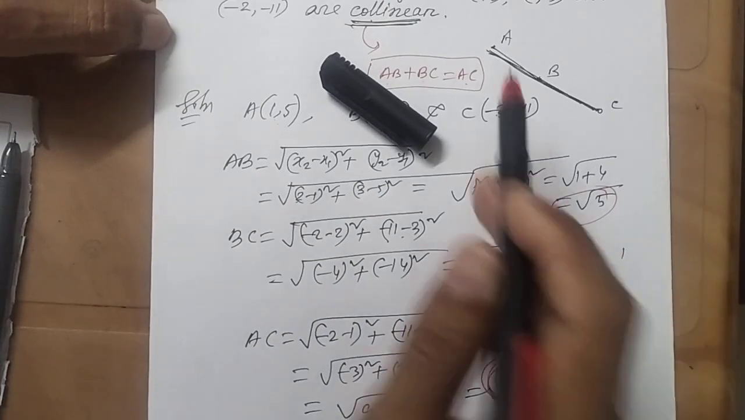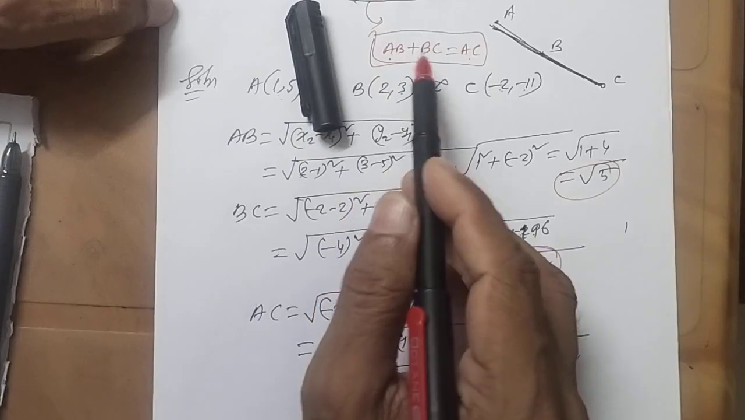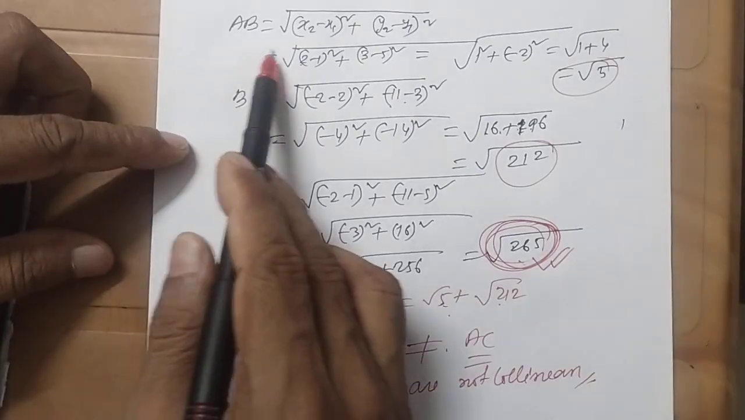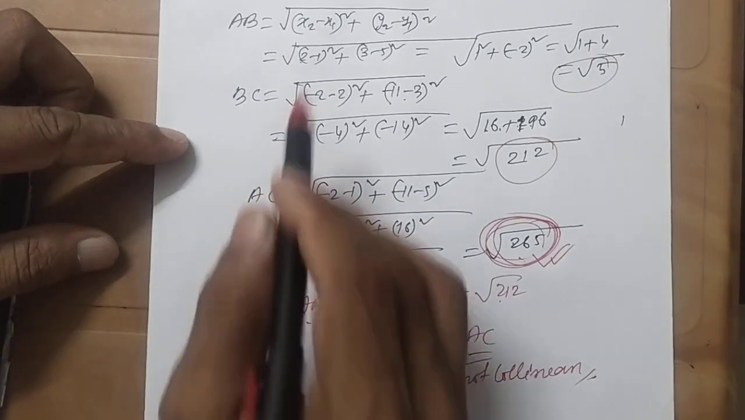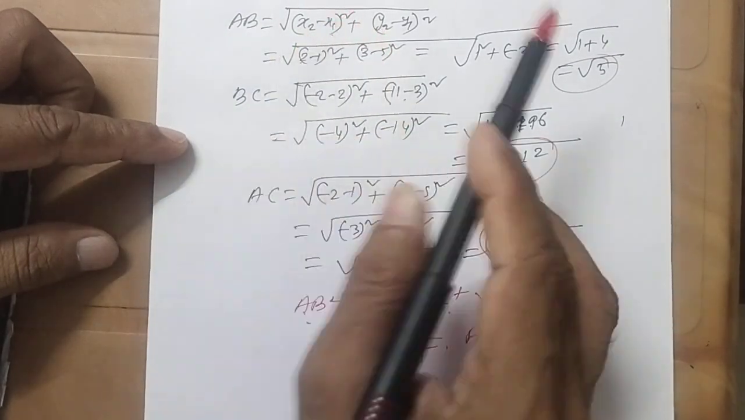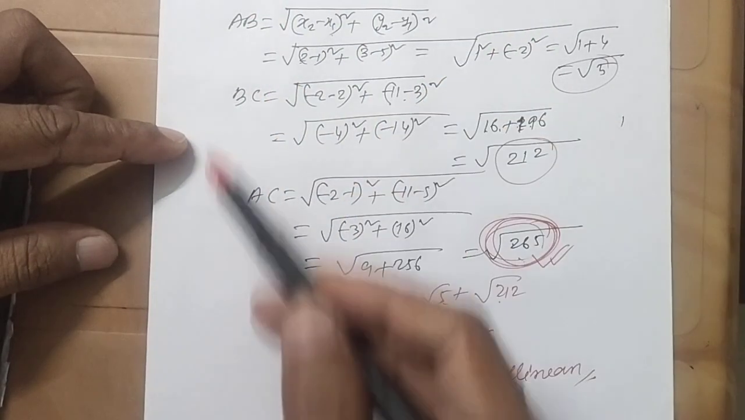They are lying on the same line only when they satisfy this condition. This condition means distance AB, distance BC, distance AC, and how to find distance, we have learned. You see, the distance formula is the square root of (x2 minus x1) whole square plus (y2 minus y1) square. This formula can be applied between any 2 points, from A to B, or A to C, or B to C, which is what we have done here.